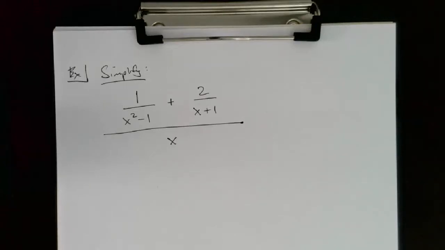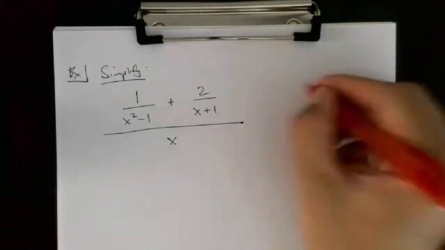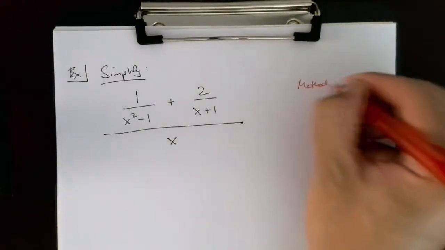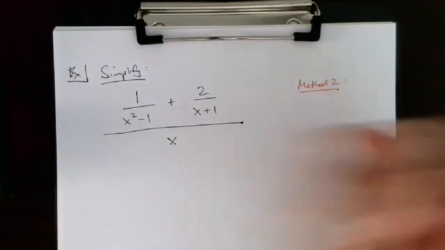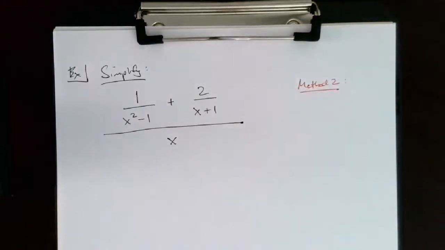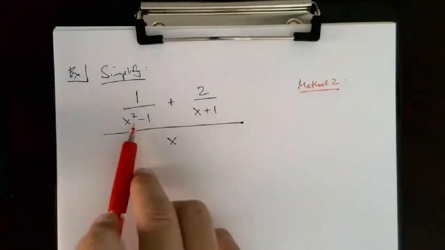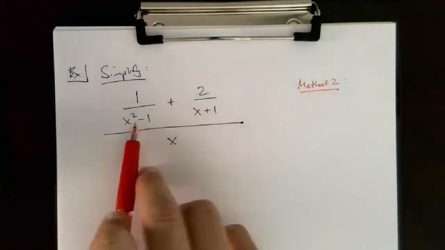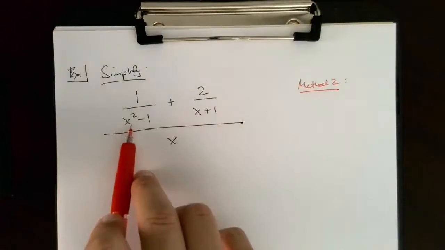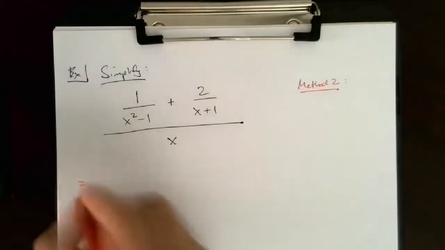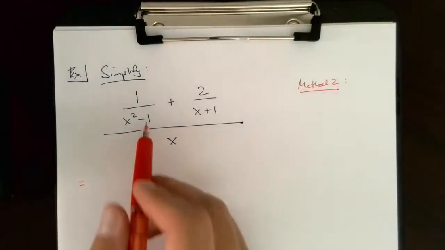So for method 2, if I was to do this, and I'll write method 2 here this way, you know which method I'm using. I need an LCD for all fractions that appear. When we try to find an LCD, you have to remember that the first thing you should do is factor the denominators completely. This x squared minus 1 isn't factored. So in the previous examples we didn't have multiple terms, but if this can factor, you need to factor it.